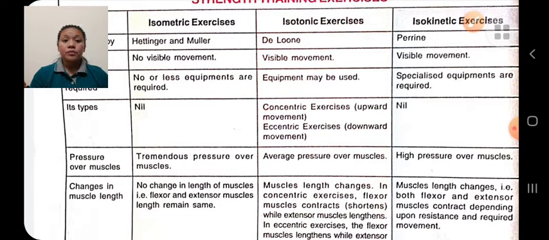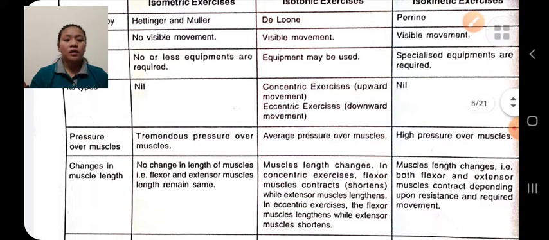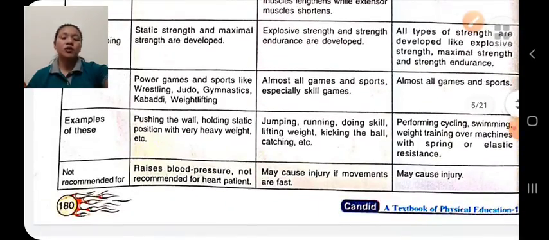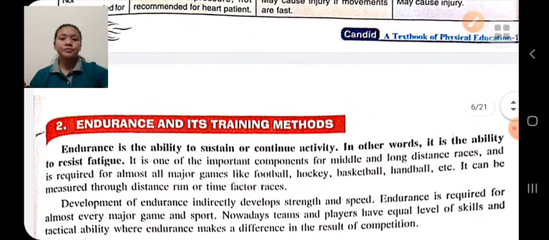In isometric, there is maximum pressure, tremendous pressure over the muscle. Isotonic has average pressure, and isokinetic has high pressure over the muscles. In isometric, there is no change in the length. In isotonic, the length of the muscle changes, and in isokinetic also, the length of the muscles changes. These are the differences between isometric, isotonic, and isokinetic.